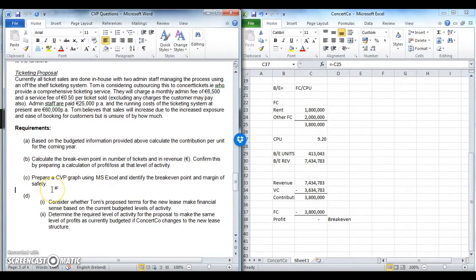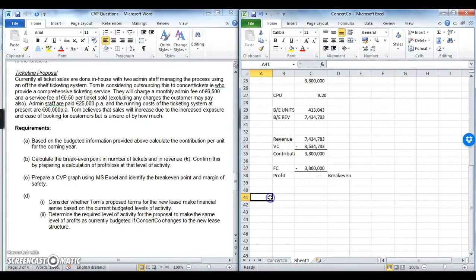The next part then, again, you won't be asked this in an exam, but it's important to understand how to use Excel, the functionality, particularly for visualization and graphing, and also then just to understand from a visual perspective what a cost volume profit graph is. So the next one is part C.